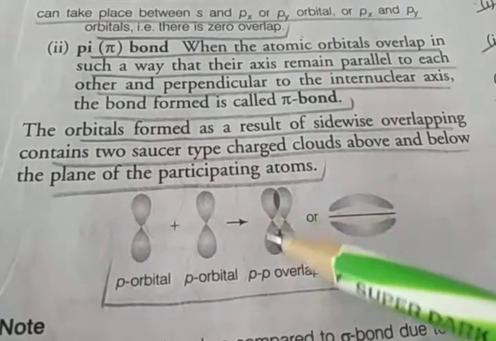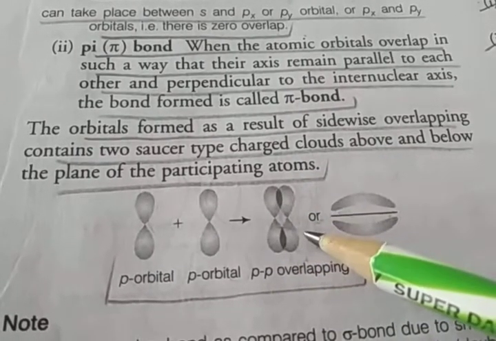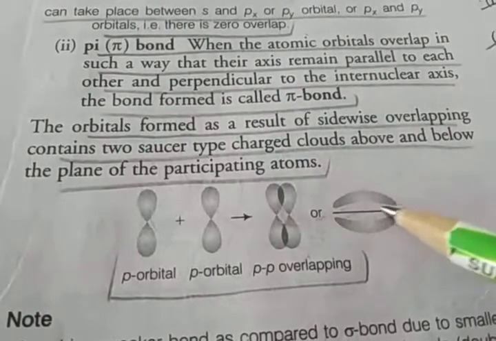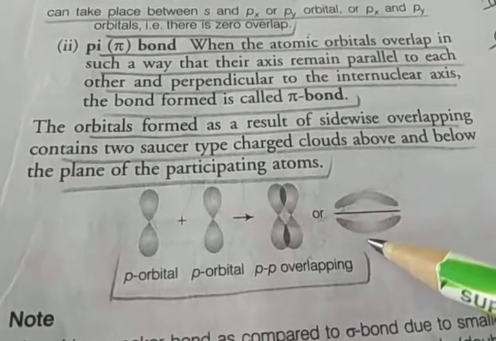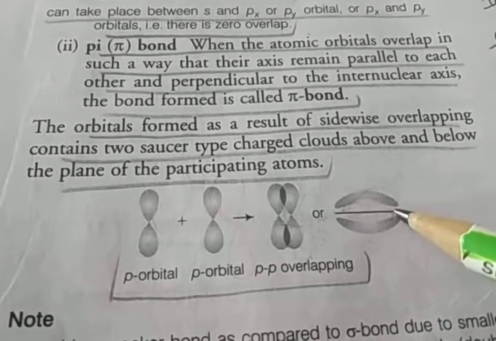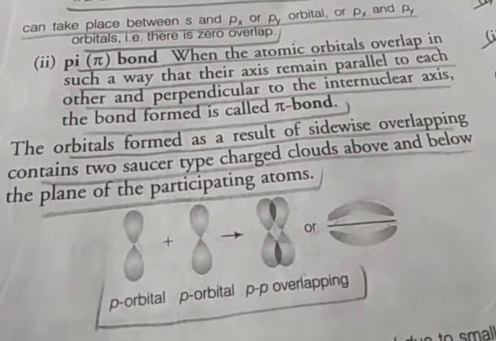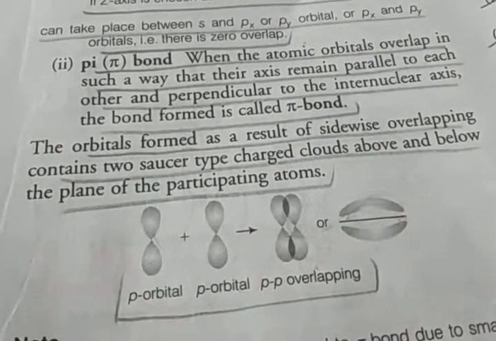And this is the orbital formed by sidewise overlapping, upper side and then downside. So two saucer-type charged clouds, this way, two saucer-type charged clouds above and below the plane of the participating atoms. Clear? So two types of overlapping. Okay. So there are two types of covalent bonds, sigma bond and pi bond. Clear?